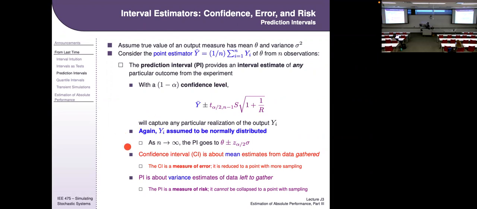It's commonly said that the confidence interval is a measure of error. So how likely is it that I guessed the right mean? Whereas the prediction interval is a measure of risk. So given the data that we've already collected, what's the risk that the next outcome is going to be in a particular range? And that's what the prediction interval helps us quantify.